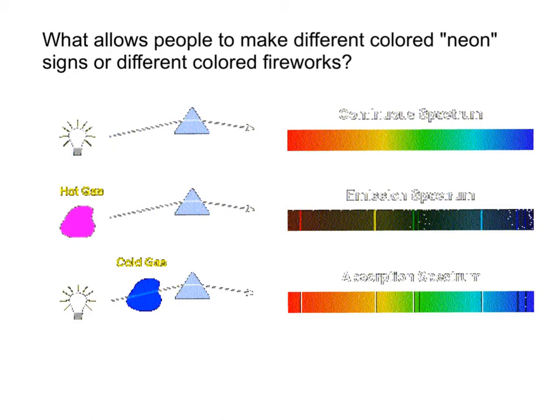So this graphic that we have here, I would encourage you to take the time to copy it, and where the text is a little foggy, we'll annotate over it so you can see. It starts with the question, what allows people to make different colored neon signs or different colored fireworks or anything that glows with a different brightly colored light?